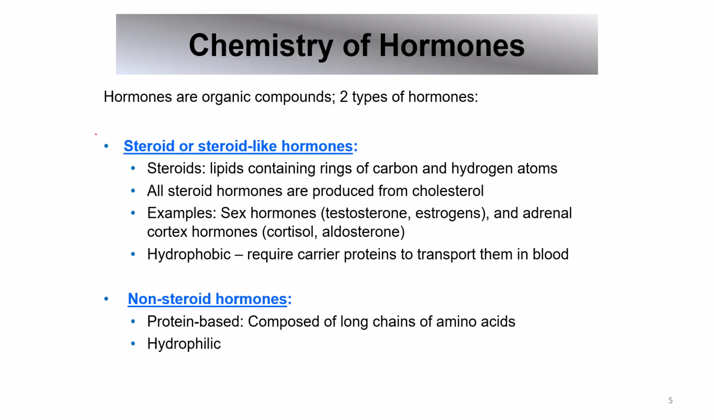Know that there are two types of hormones. There are the steroid or steroid-like hormones. If you remember, steroids are a type of lipids, and so these contain rings of carbons and hydrogens. These steroid hormones are produced from cholesterol. The examples that we'll go over in this chapter are testosterone, estrogen, but also the adrenal gland hormones such as cortisol, aldosterone. These steroid hormones are hydrophobic, and so they require special protein carriers to move them in our bloodstream.